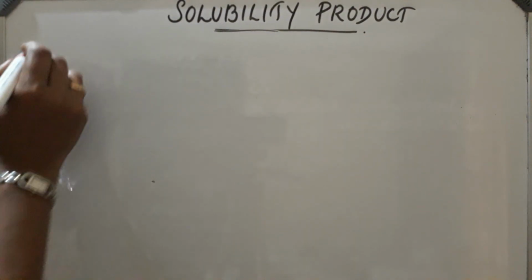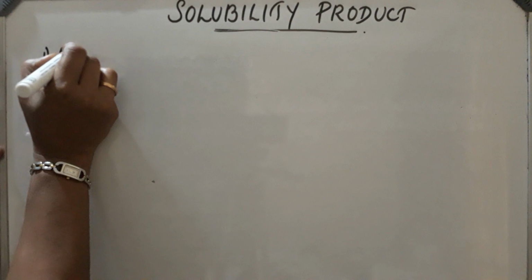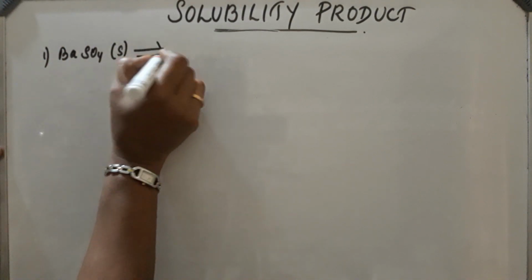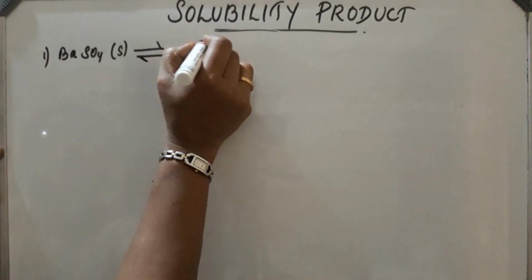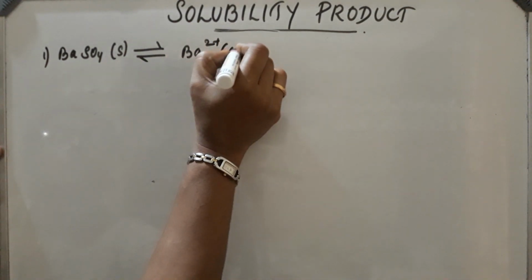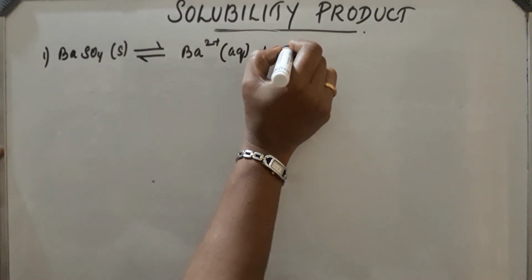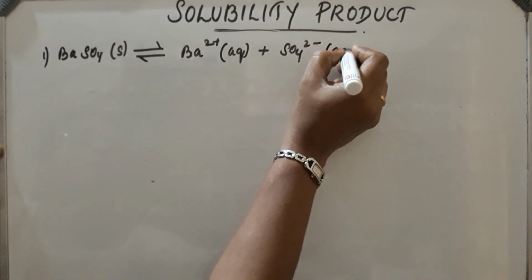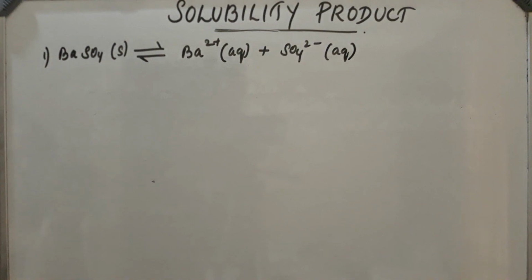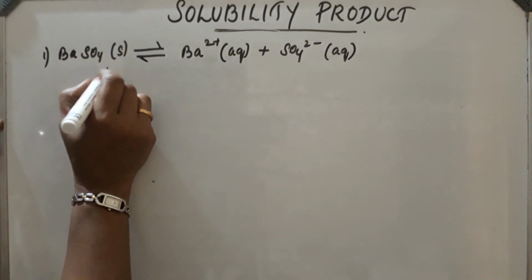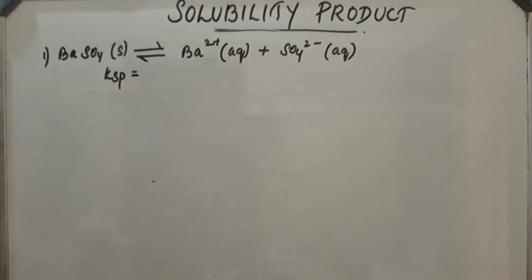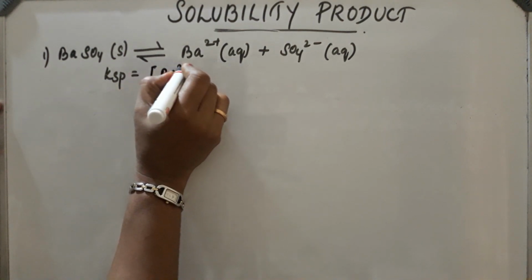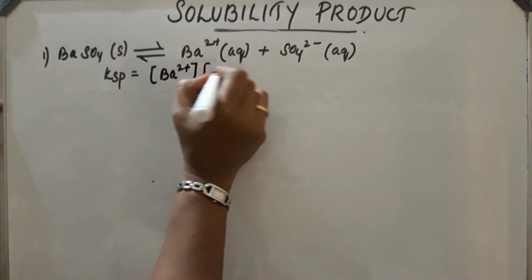First example, BaSO4 dissociates to Ba2+ and SO4 2-. This is the first equation. Here there is no stoichiometry. So, KSP, solubility product. How can we calculate solubility product? It will be the concentration of the ions.